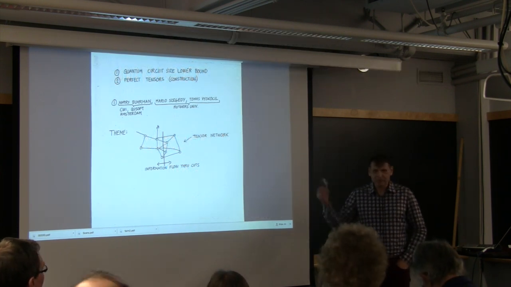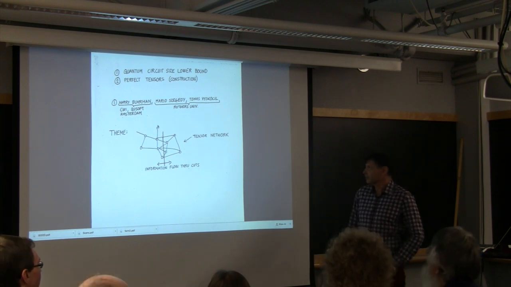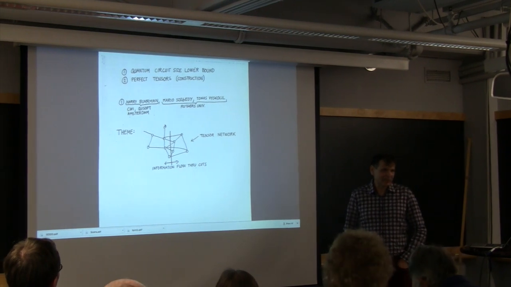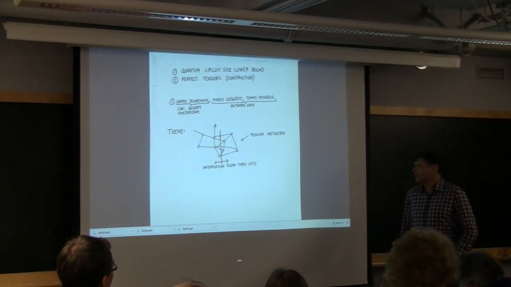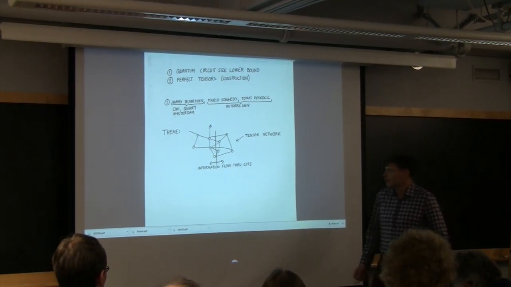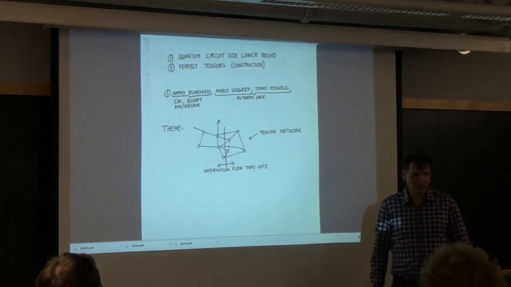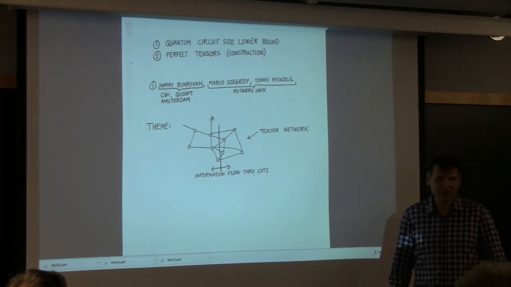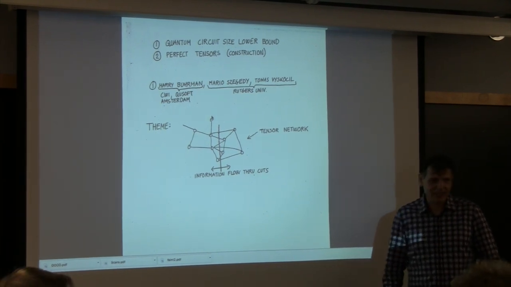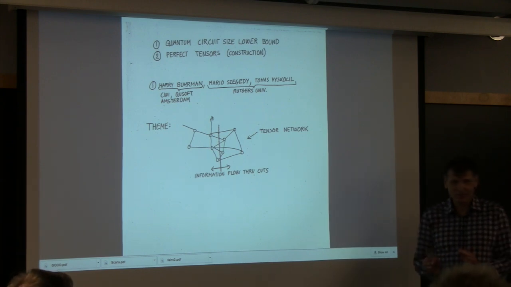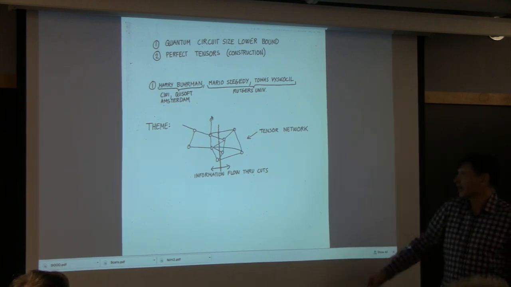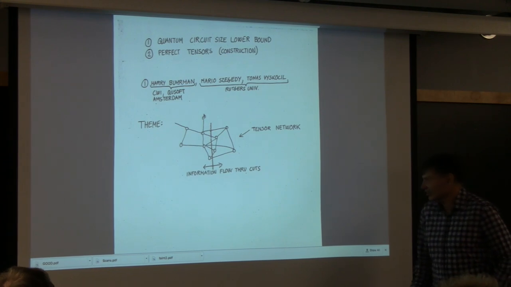So these are two separate topics: quantum circuit size lower bound, and I construct a couple of perfect tensors. The first work is done jointly with Harry Buhrman. He needs no introduction. He is at CWI in Amsterdam, and he has recently founded a little institute inside CWI called QuSoft. And he joined with my research assistant, Tomasz Liszkos.